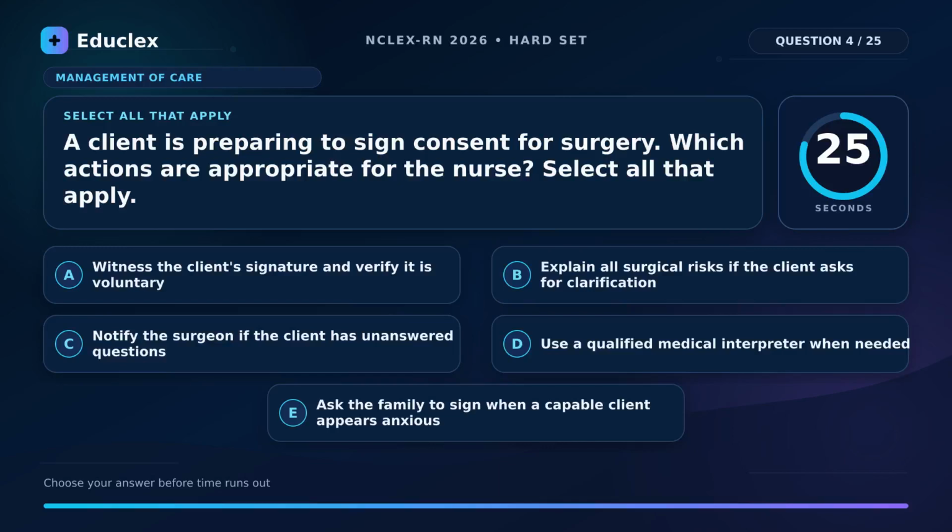Option C. Notify the surgeon if the client has unanswered questions. Option D. Use a qualified medical interpreter when needed. Option E. Ask the family to sign when a capable client appears anxious. Your 25-second thinking time starts now.